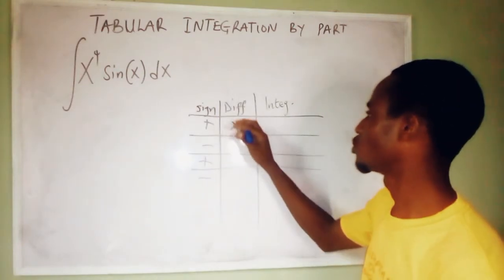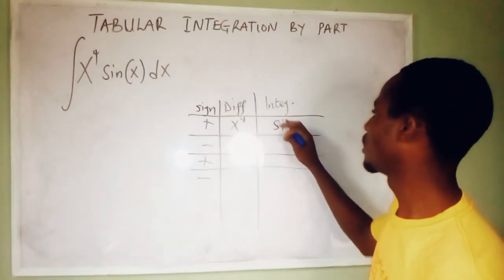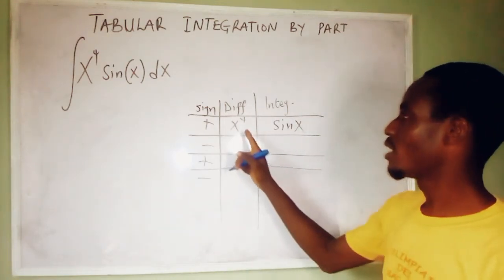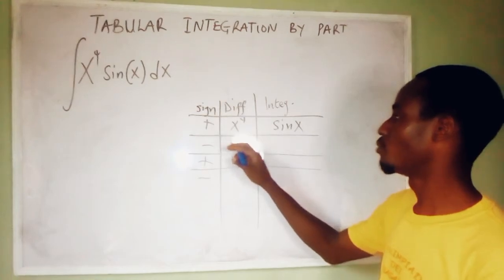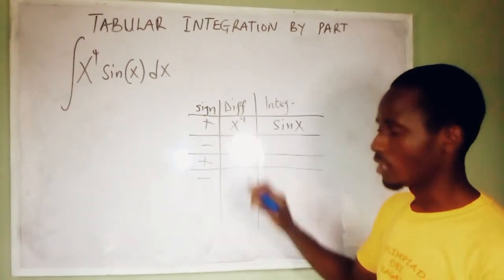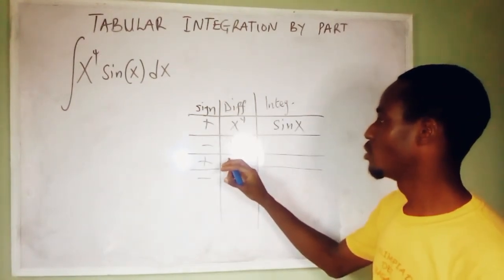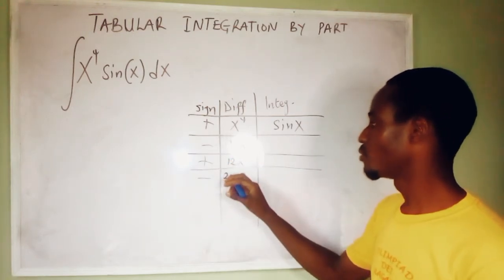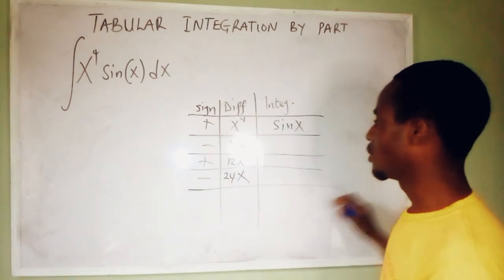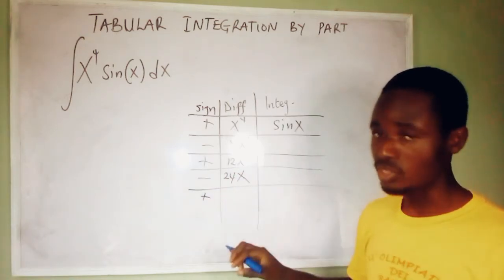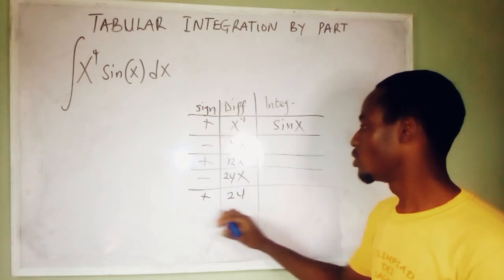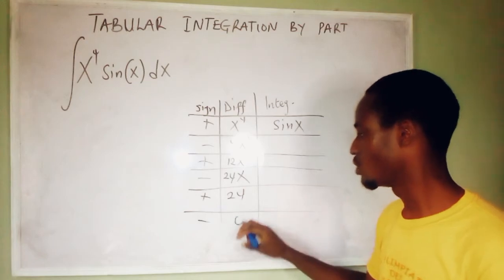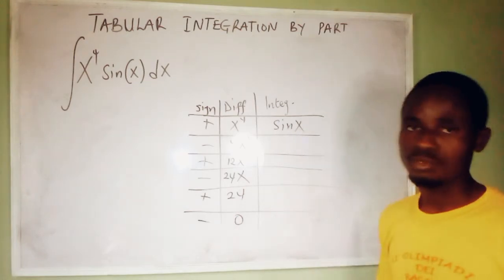So I have x raised to the power 4 and I have sine x. Okay, so now let's proceed with this. If I have the derivative of this, that gives me 4x cubed, and I differentiate that one more time, I'm going to have 12x squared. I differentiate that one more time, I'm going to have 24x. Then I differentiate one more time, this sign here is going to be positive, and then I'm going to have 24. So then the last time I'm going to differentiate now, I'm going to have a negative sign, and that will be 0. So now I can start integrating this.